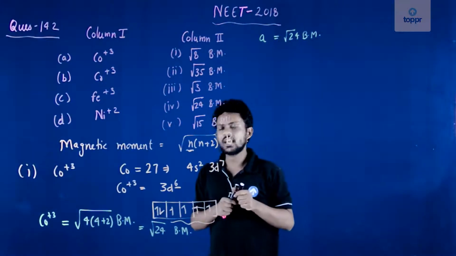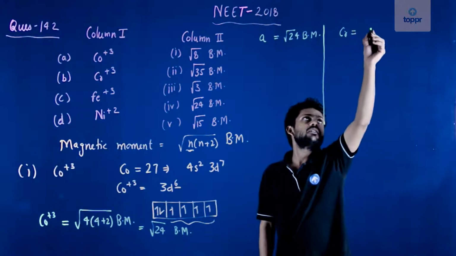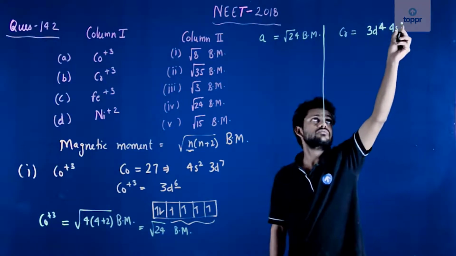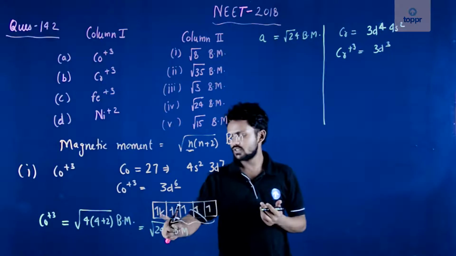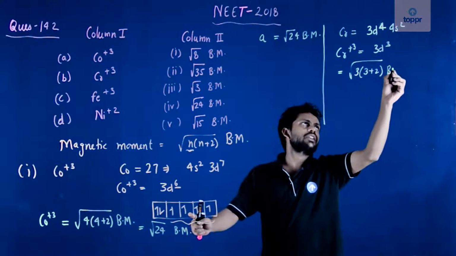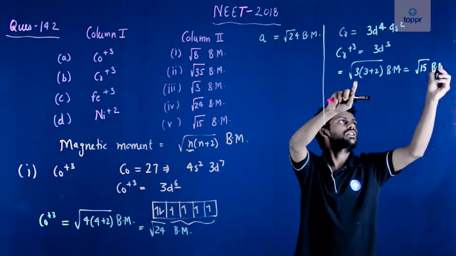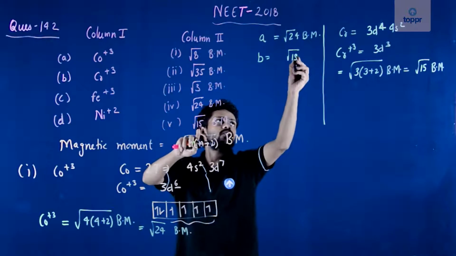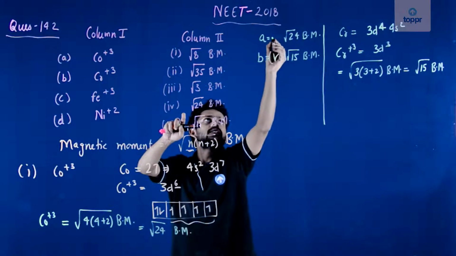Now let's calculate for the second ion that we have. The similar process we need to do for chromium. For chromium, atomic number is 24, so 3d4 and 4s2 is the electronic configuration, and when I take chromium plus 3, it will become 3d3. All the 3 electrons will be unpaired. So the magnetic moment is under root 3 into 3 plus 2, that gives 3 into 5, that means under root of 15 Bohr's magneton. So for B we have got root 15 Bohr's magneton, so option number 5 is correct for B, and option number 4 is correct for A.